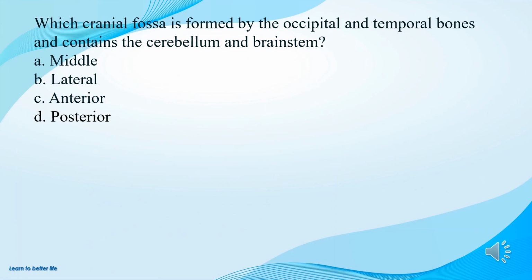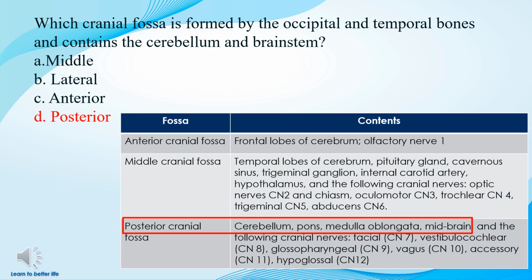Which cranial fossa is formed by the occipital and temporal bones and contains the cerebellum and brainstem? A. Middle. B. Lateral. C. Anterior. D. Posterior. The answer is D. Posterior.